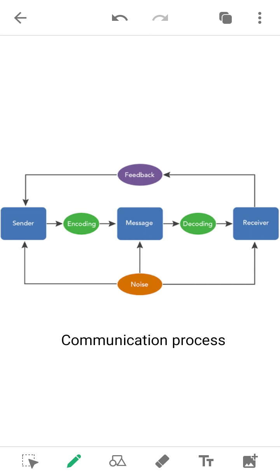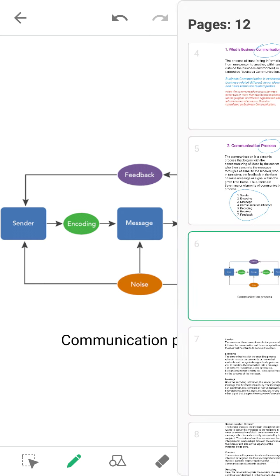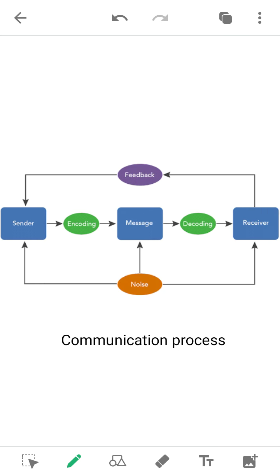Next, decoding. Decoding means the transfer of information that the sender sent to the receiver in a form that could be understood by the receiver. And here is a receiver who received the message.